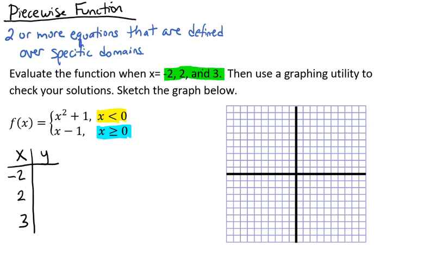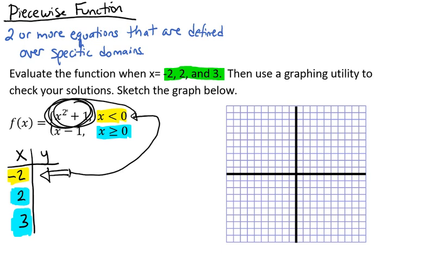So those numbers, we need to decide, where do they fall? So where does -2 fall? Does -2 fall as a less than 0 or a greater than or equal to 0? Because it's a -2, it's going to fall in the less than 0 domain. Now the number 2 is greater than 0, so it is going to fall into our second domain. And 3 is also greater than 0, so that's going to fall into our second domain as well. Now what that means is that in order to evaluate when x is -2, we're going to use this formula, right? This one. We're going to use that first formula to do it.